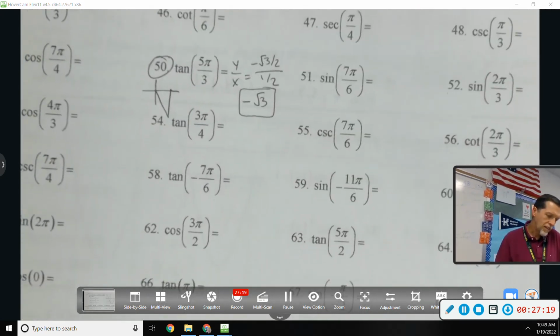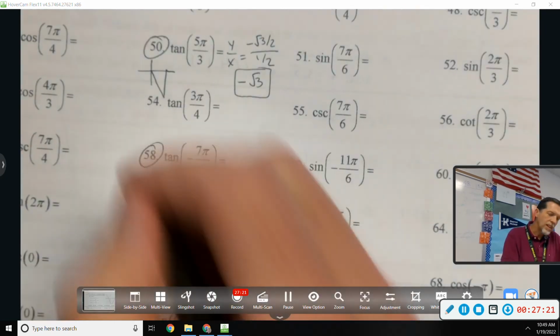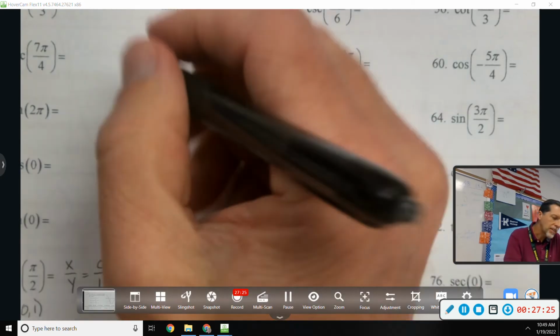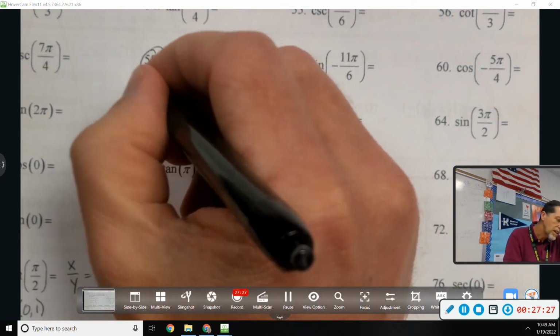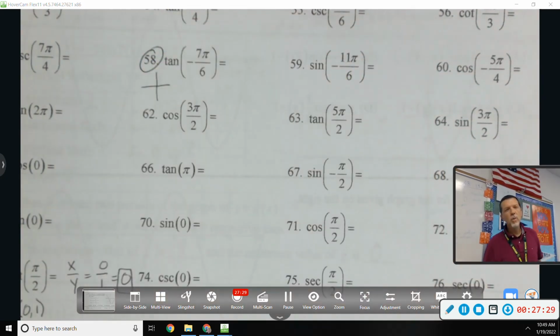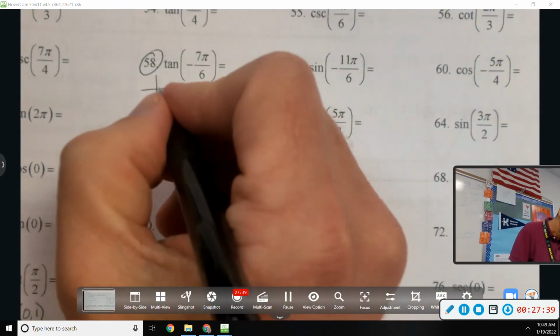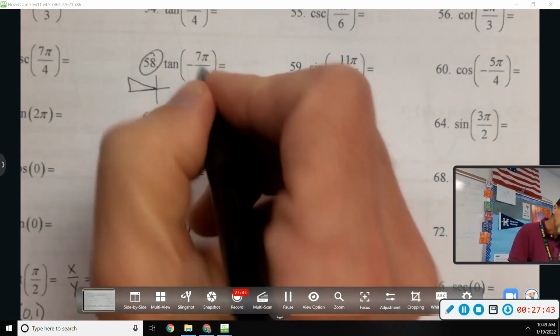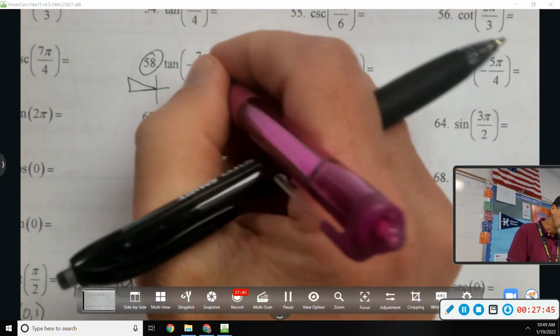using that. Let's look at 58. Tangent of negative 7 pi over 6. So where is negative 7 pi over 6 is the first question. The third one. Wait, no, it would be second quadrant, because it's going backwards. So shallow angle because of the 6.